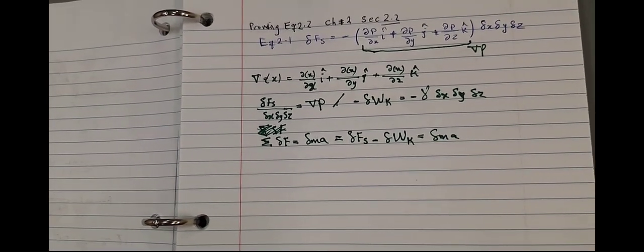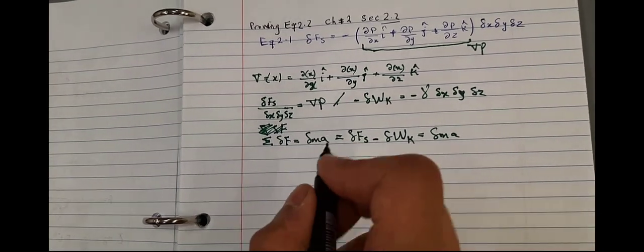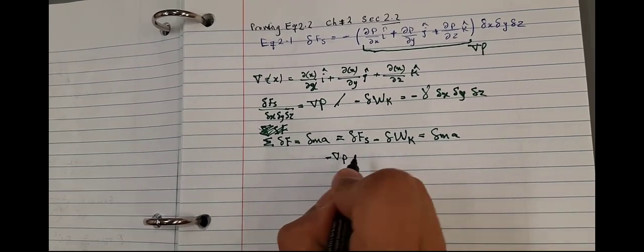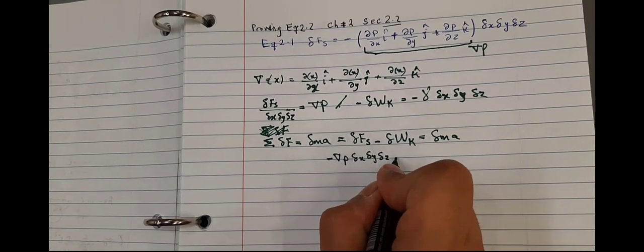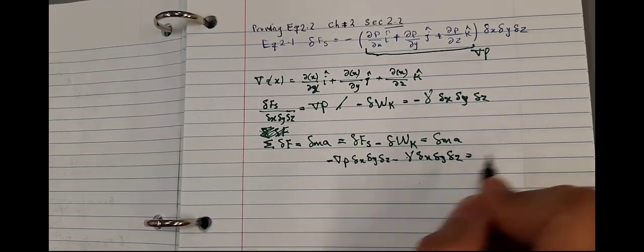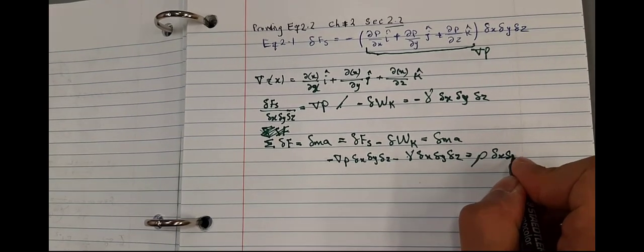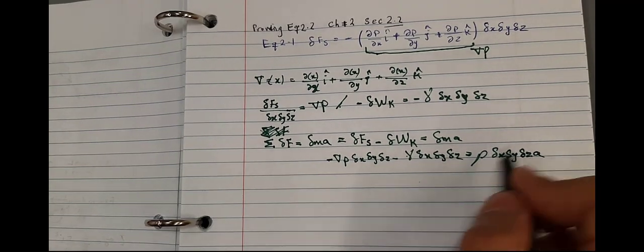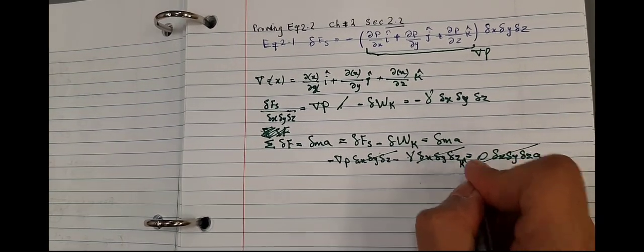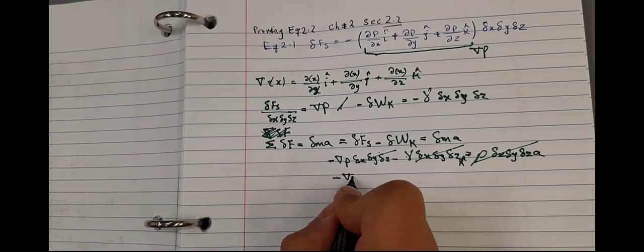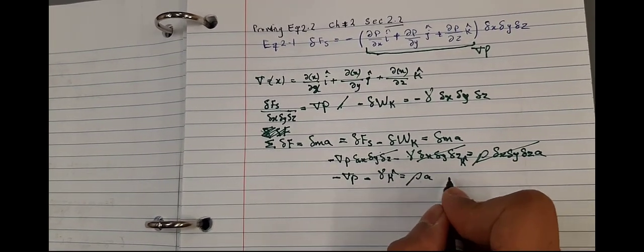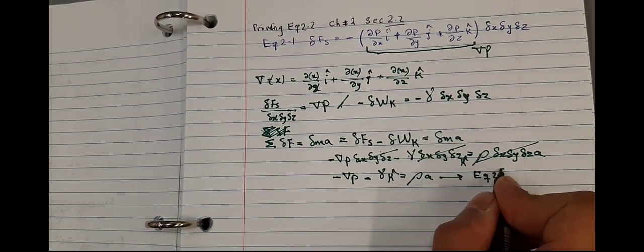Let me have it tidy. If we derive them, we are going to have the gradient of P delta x delta y delta z minus gamma delta x delta y delta z. And also at the right side, we have rho delta x delta y delta z A. If we cancel these terms, and let me just have k hat here, we're going to have the gradient of P minus gamma k is equal to rho A, which is equation 2.2.